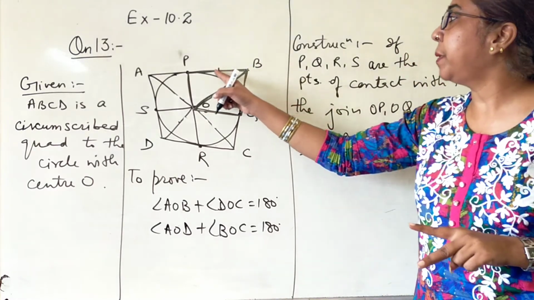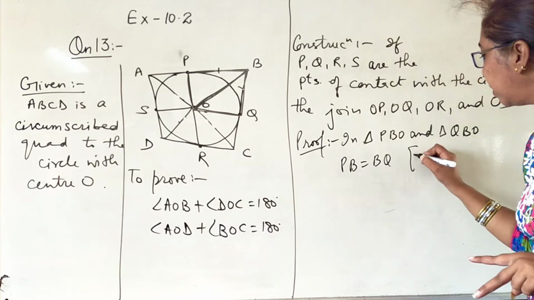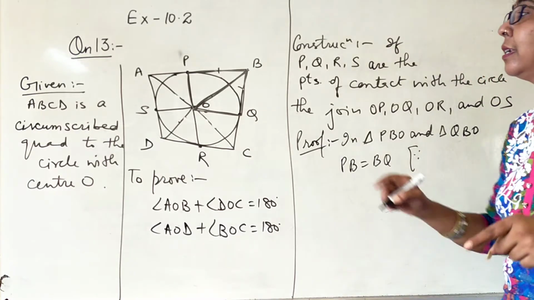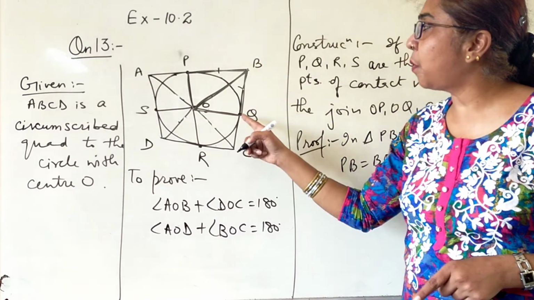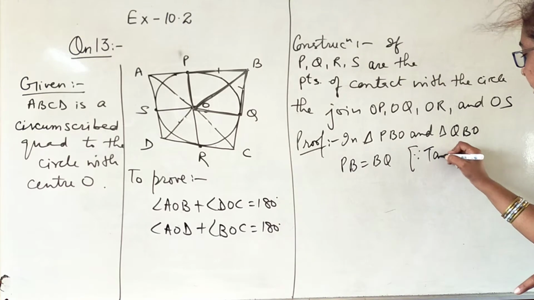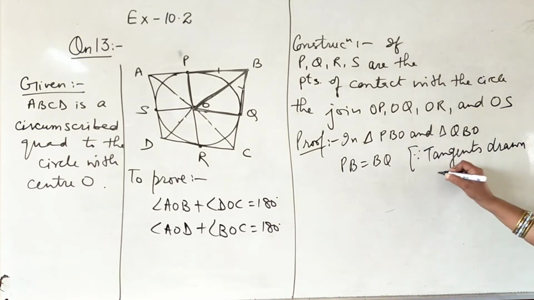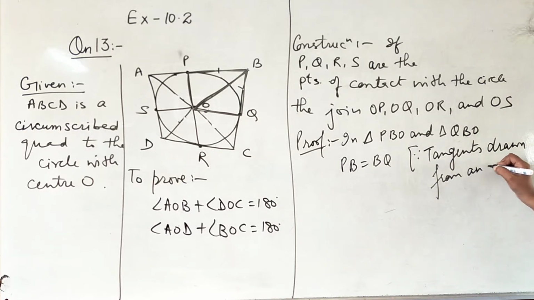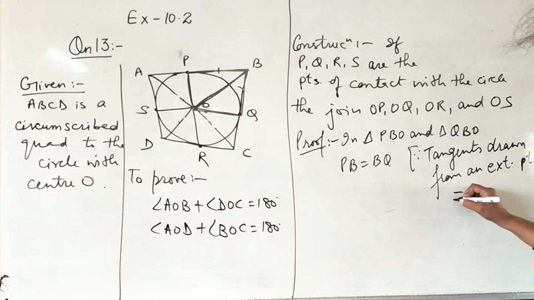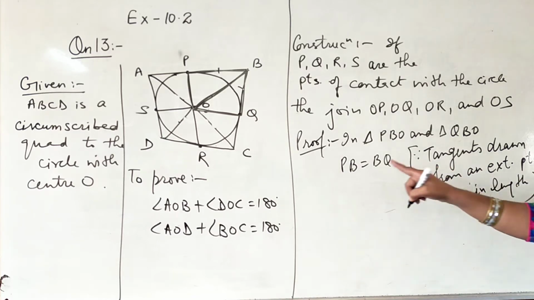I told you one thing, PB equal to QB, and why is PB equal to QB? The reason, I hope you know, is that tangents drawn from an external point are always equal in length. Right? So tangents drawn from an external point are equal in length. Okay, so this is the first one.